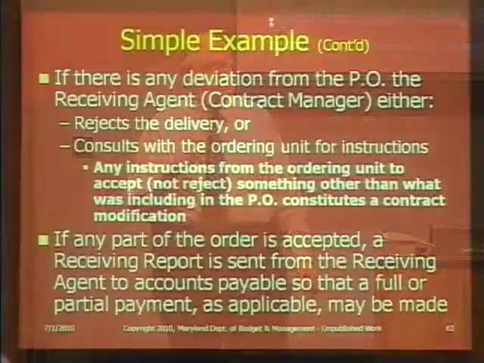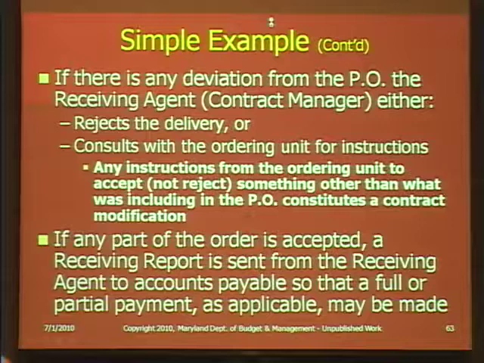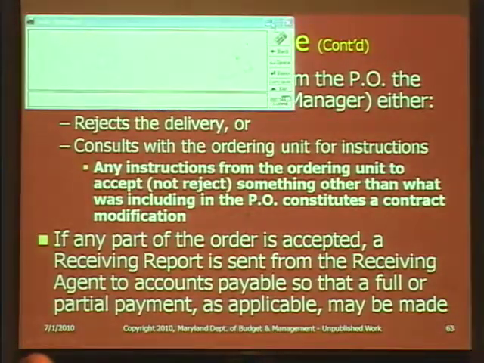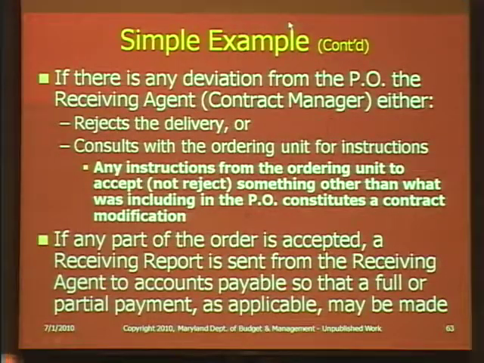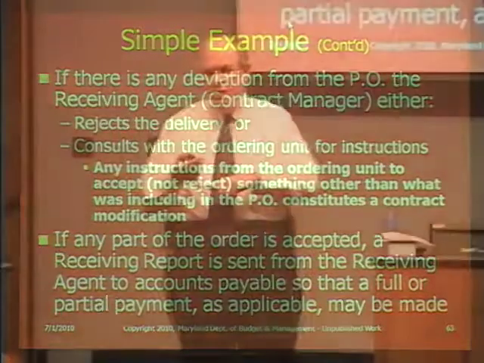And if there's any deviation, what that person is not supposed to do is necessarily accept it, but go to the people that placed the order to see whether those deviations are acceptable. If they are, then you have a modification to the purchase order that must be done. You must change the purchase order so that now the deviation is within the confines of the purchase order. It's now acceptable, i.e. there's a contract modification. If the deviation is not acceptable, the receiving clerk will reject the order and thus will not authorize payment for the order. So, a simple example.